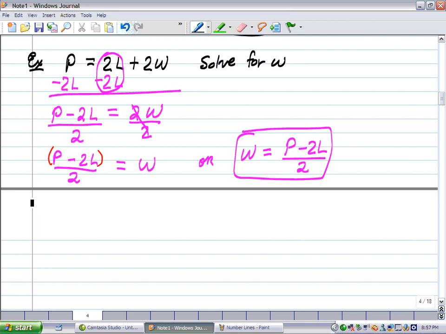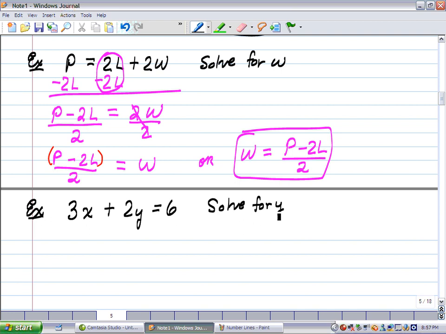Okay, let's try this one. Maybe I'll let you try this one. 3x plus 2y equals 6. And let's solve this for y. You go ahead and pause this and see if you can solve it, and then when you think you have it, turn it back on and make sure you did it correctly.